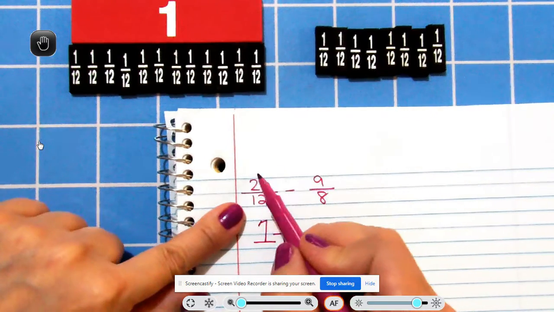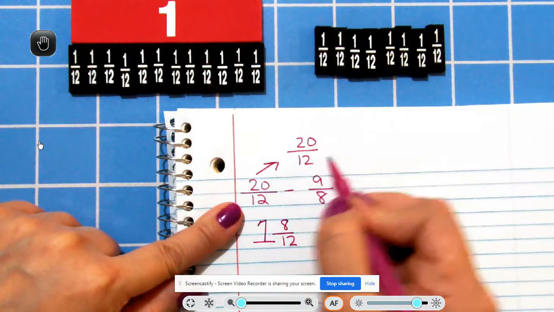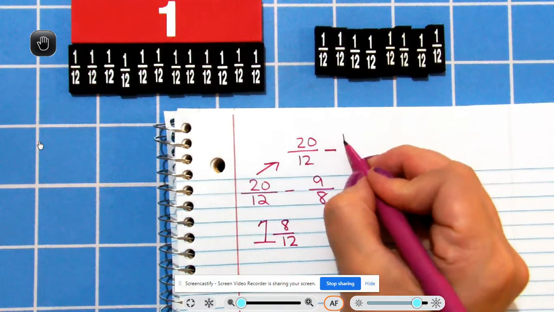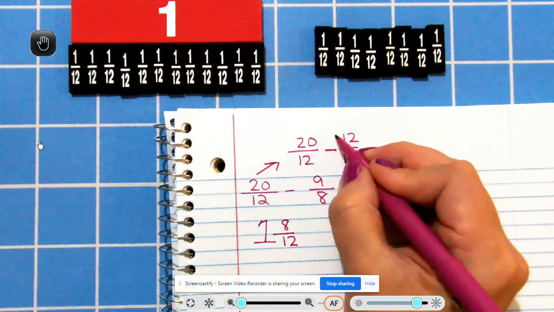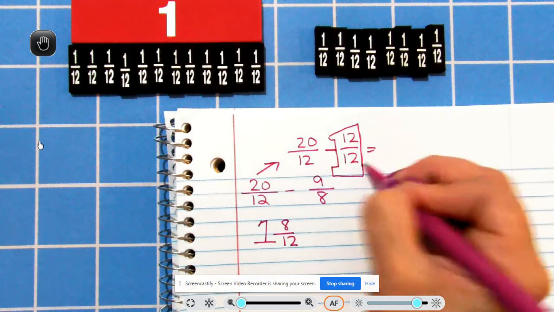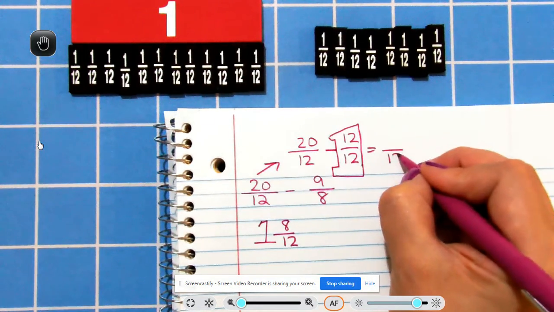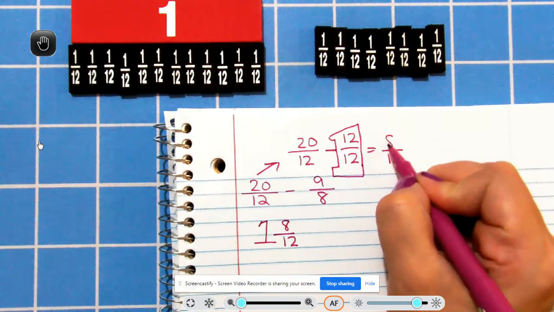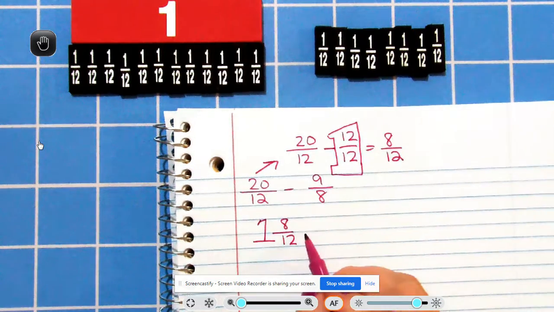So let's look at what we did. We had 20 twelfths, and we subtracted 12 twelfths. Okay, this is where that 1 whole came from. That's right here. Denominator stays the same. 20 subtract 12 is 8. So that is where the 8 twelfths came from.